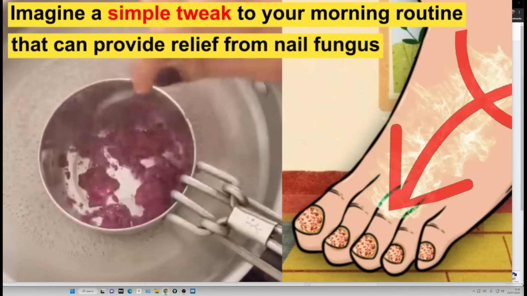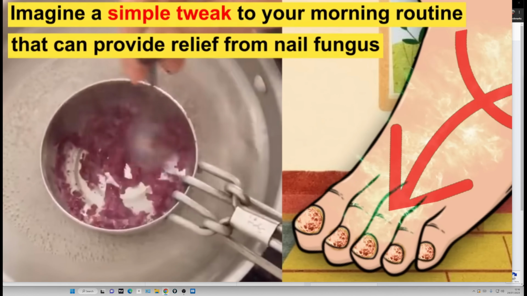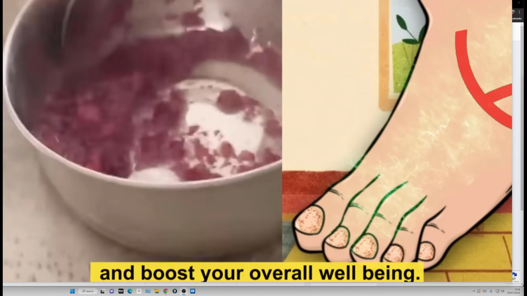Imagine a simple tweak to your morning routine that can provide relief from nail fungus.